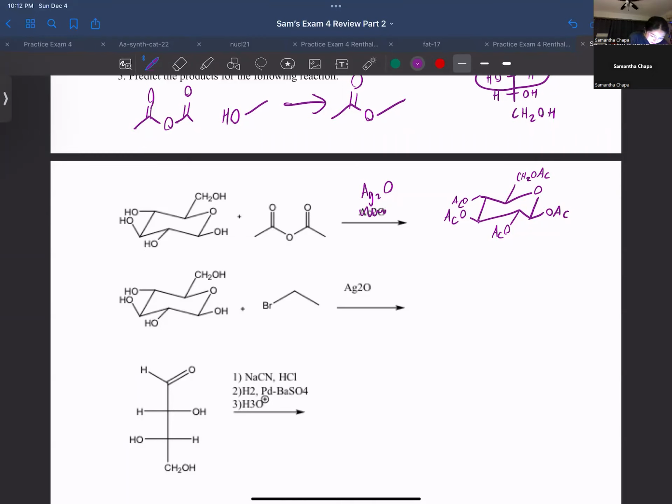Okay, so now I'm going to do the same thing. So this right here, same thing with this. I'm just going to substitute all these hydrogens for this whole R group, so 2 carbons. I guess I'll just draw that out.